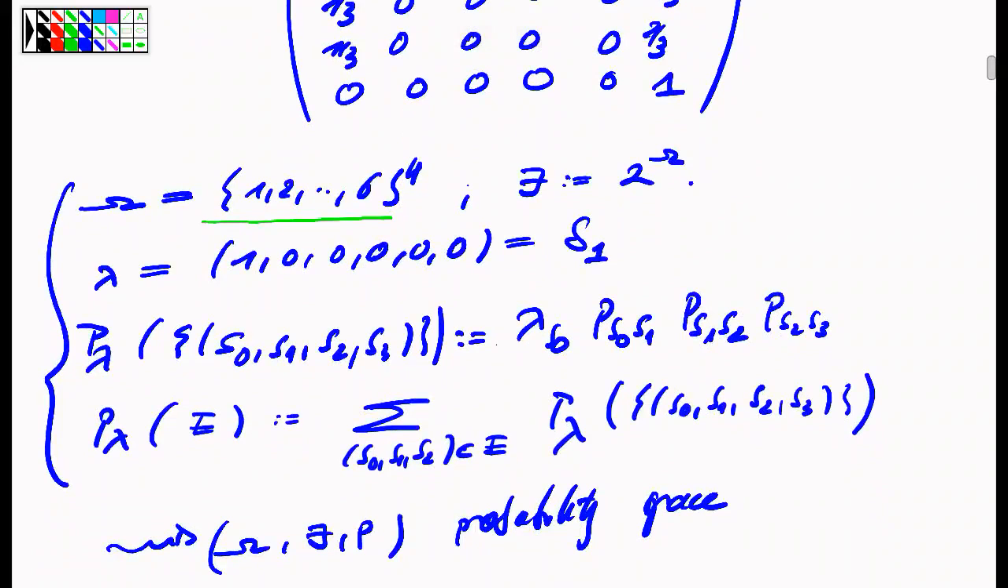Namely, I choose here as path space the space of all sequences of length 4 where in each coordinate of a sequence I have a state indicator, which is a number between 1 and 6.